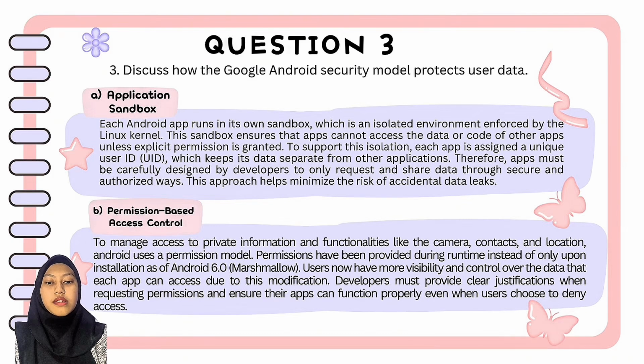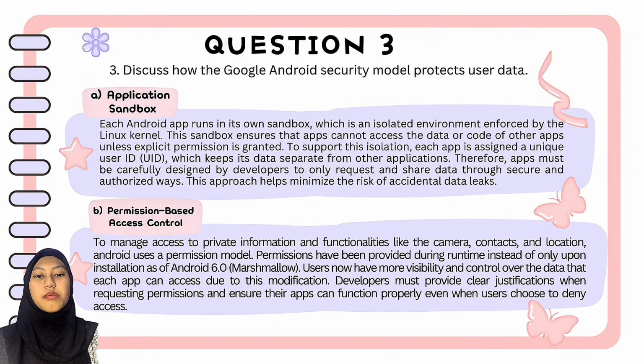Each app is assigned a unique user ID, or UID, to keep its data separate. This separation helps prevent accidental data leaks and improves overall security. Developers are also encouraged to request and share data in a secure and authorized manner.